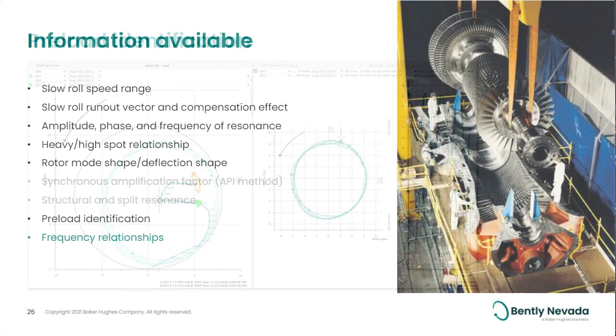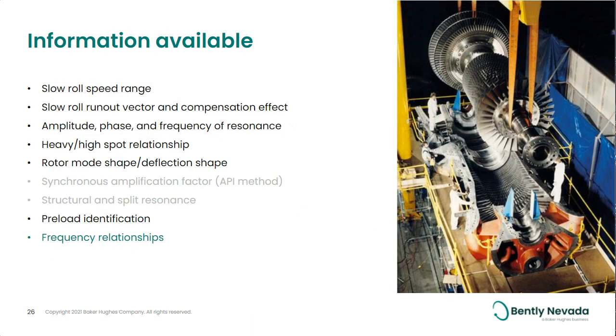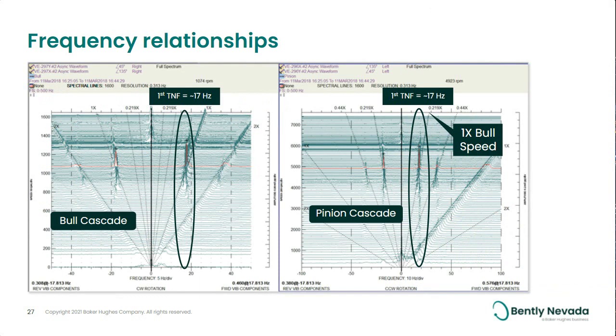Okay, so we have just looked at preload identification. We used the shaft centerline plots for that. Now let's take a look at frequency relationships. For frequency relationships, I like to look at cascade plots. We're going to look at horizontal and vertical relationships. So here we have two cascade plots, and cascade plots are spectrums versus speed, and we've got a bowl gear and a pinion gear.